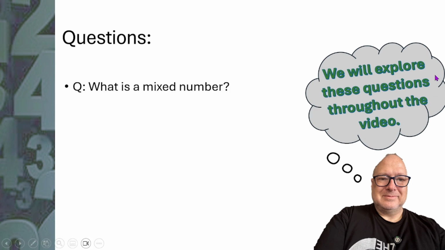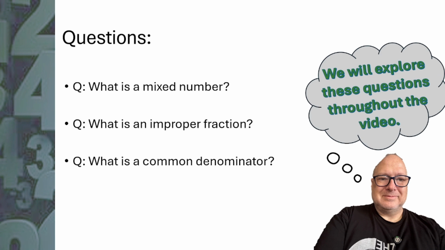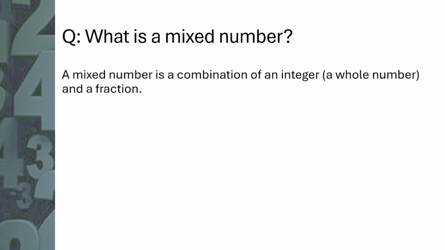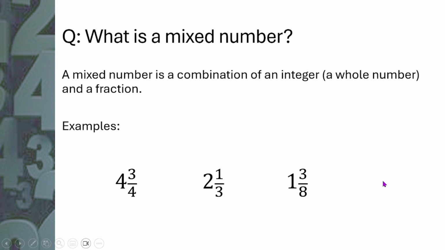The first question is, well, what is a mixed number anyway? What is an improper fraction? And of course, what is a common denominator? A mixed number is a combination of an integer, which is a whole number, and a fraction together. We have some examples such as 4 3/4, 2 1/3, 1 3/8.